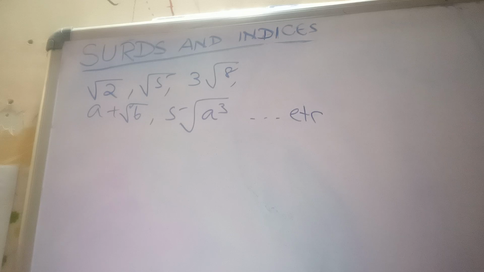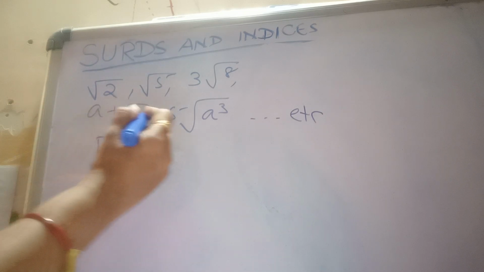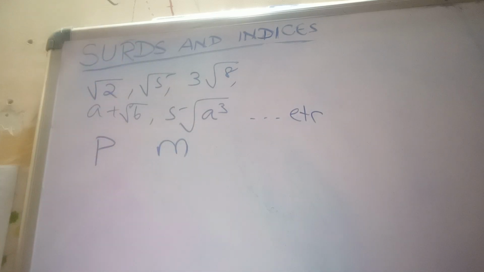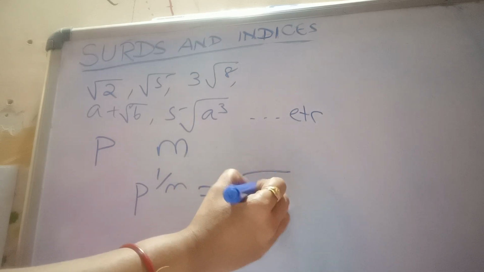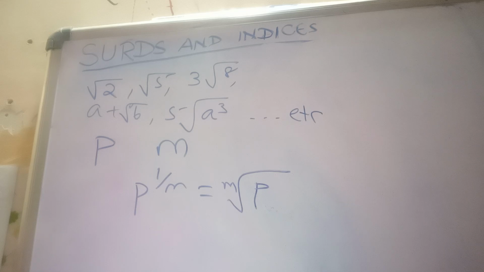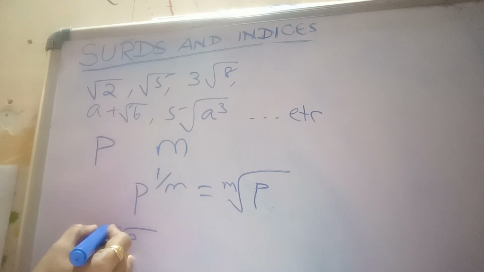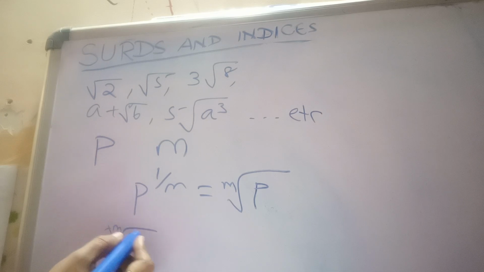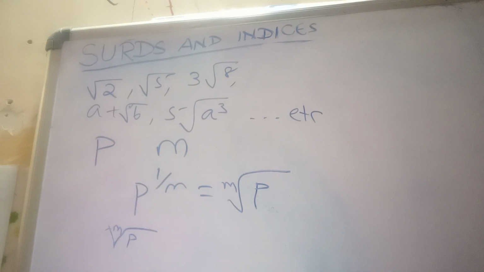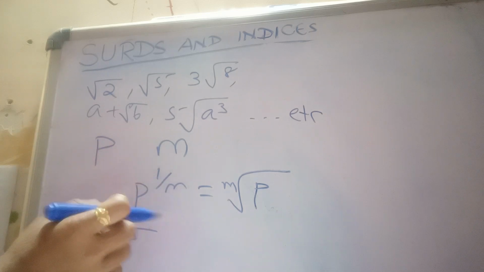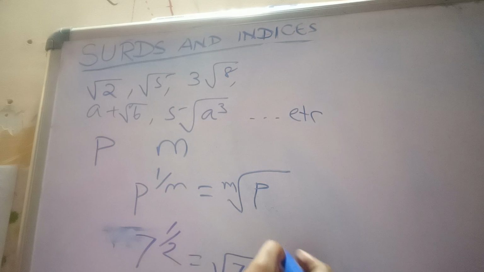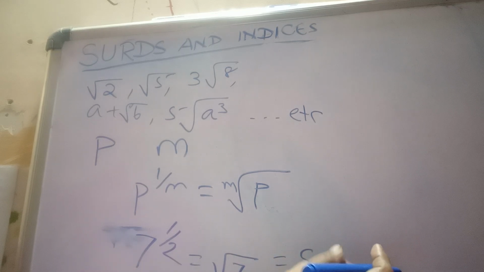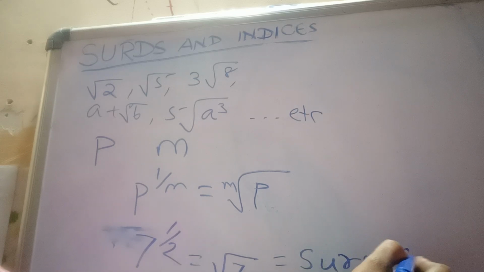Order of surds. Let p be a rational number and m be a positive integer such that p to the power 1 by m, which equals m root p, is irrational. Then m root p is called a surd of mth order. Similarly, if we take 7 to the power 1 by 2, then root 7 is a surd of second order.